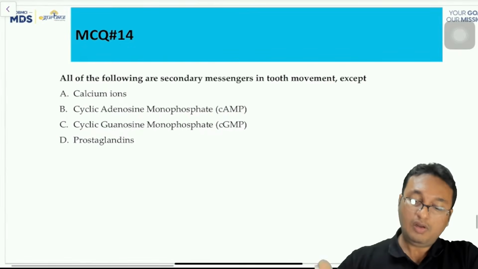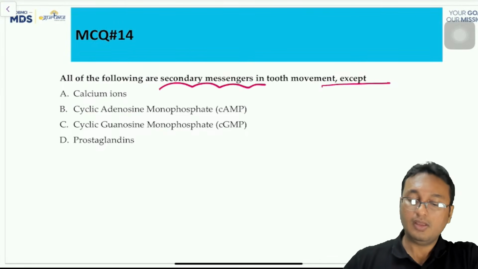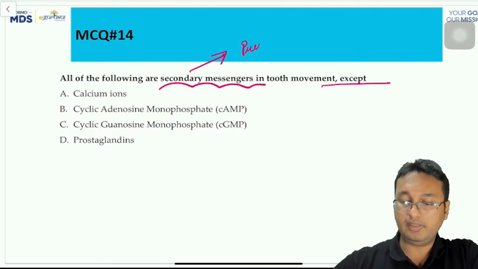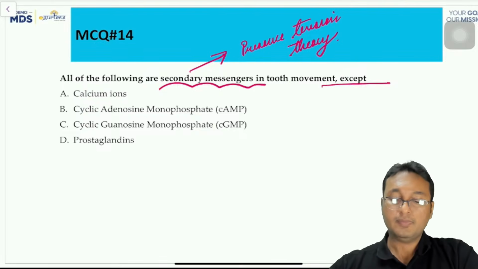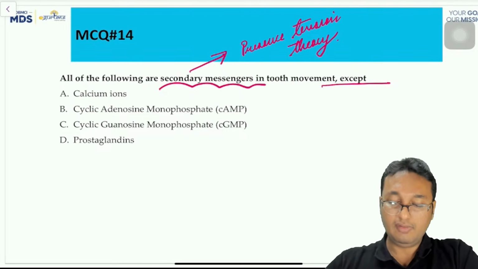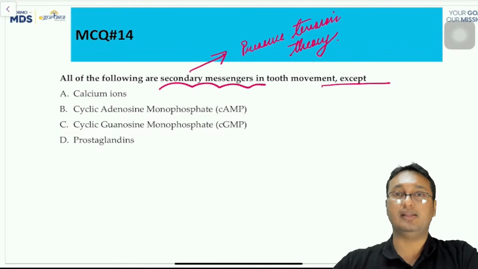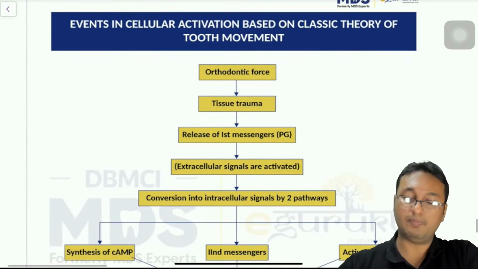All of the following are secondary messengers in tooth movement except. Secondary messengers. Now, secondary messengers are a concept of pressure tension theory, pressure tension theory of biology of tooth movement. Right? Calcium ions, cyclic adenosine monophosphate, cyclic guanosine monophosphate, or prostaglandins. Now let's take a look at the sequence of events, what is happening.